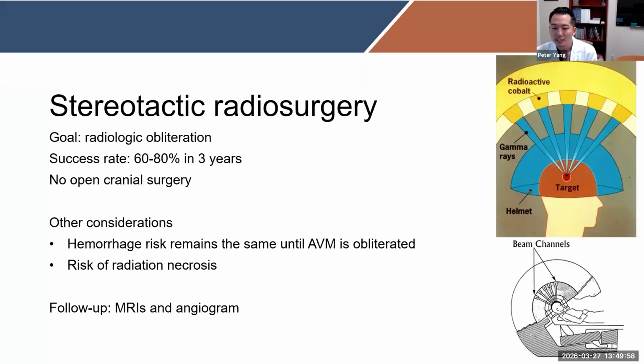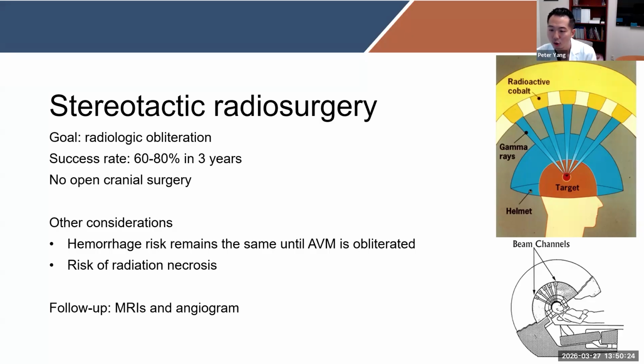AVMs that are small, deep-seated, or in eloquent cortex are considered for stereotactic radiosurgery or gamma knife to avoid the risk associated with open cranial surgery. In this non-invasive one-time treatment, radiation beams are delivered to the AVM vessels and slowly cause them to occlude. Unfortunately, it can take several years for these effects to take place and for the AVM to be fully treated.